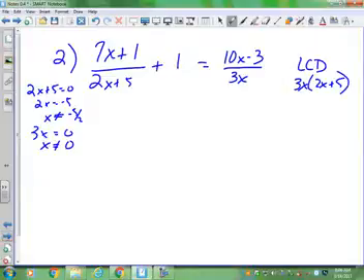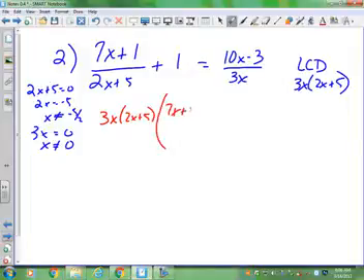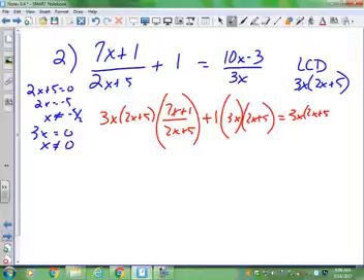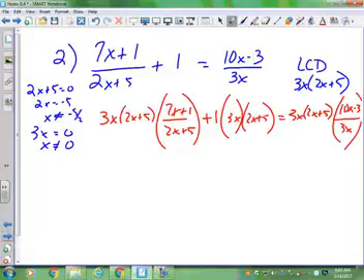So first I'm going to multiply 3x times 2x plus 5 times each one. It gets multiplied times the first fraction, and 1 times 3x times 2x plus 5 on the second one, and then 3x and 2x plus 5 times the third one. So now let's see what cancels. Here these two cancel, so I just need to distribute 3x, and that'll make 21x squared plus 3x.